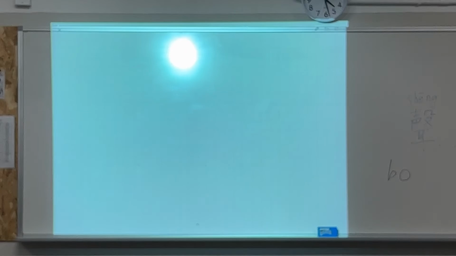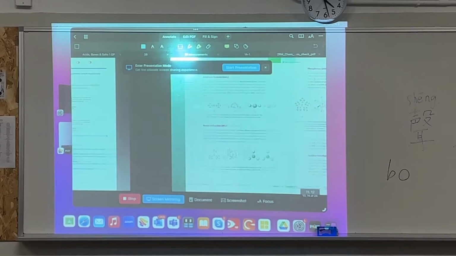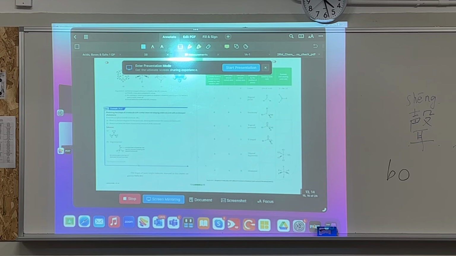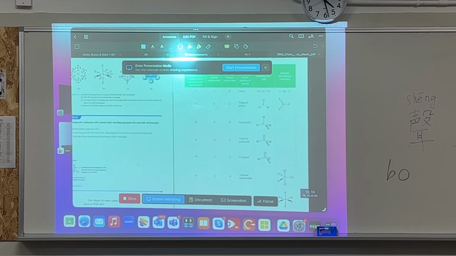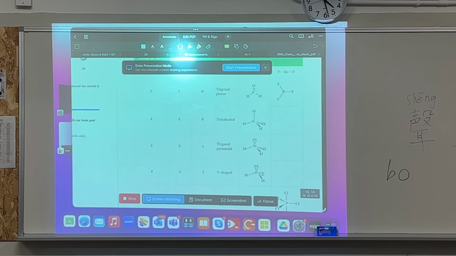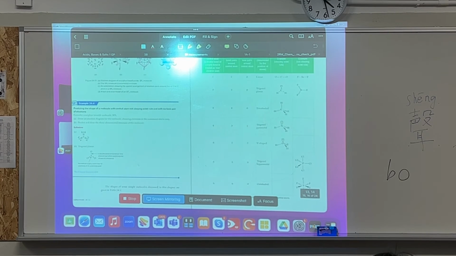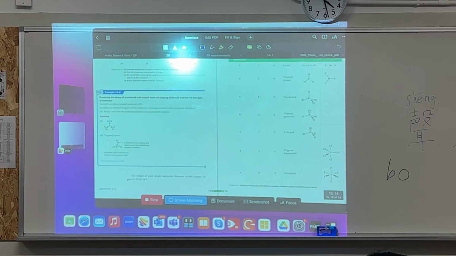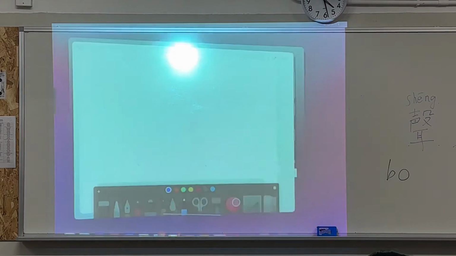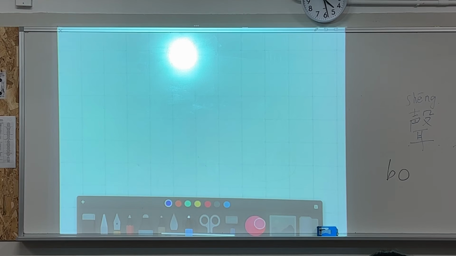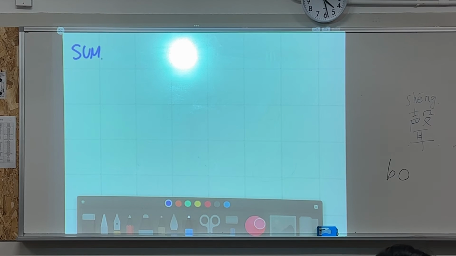Okay, let me just double check. So you can see these tables. You will only be asked about these shapes. How many total shapes are there? There's 1, 2, 3, 4, 5, 6, 7 different shapes. So let me put this down for you here, a summary on these shapes.